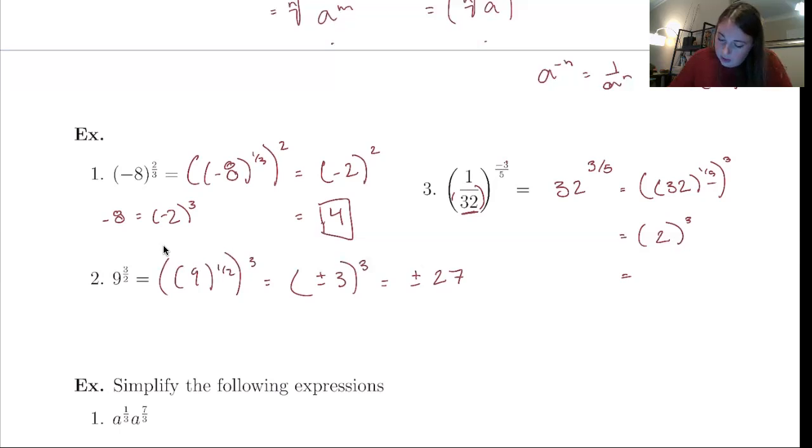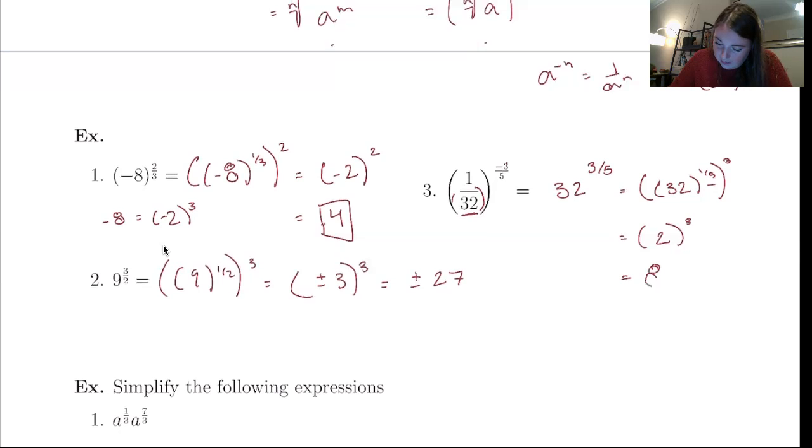And then 2 raised to the 3, 2 times 2 is 4, 4 times 2 is 8. Okay. I think 8 is such a beautiful number.